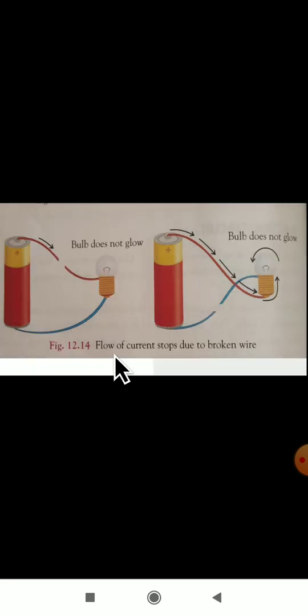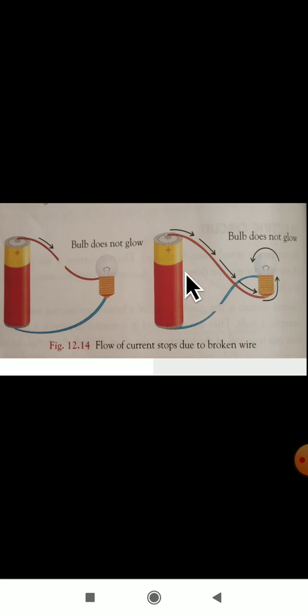Just see here. Again, it is not a closed circuit, it is open. So the bulb does not glow because of this open circuit. It is connected to the holder only, positive and negative to the base itself. As it is an open circuit, not a closed one, the bulb will not glow in this case.